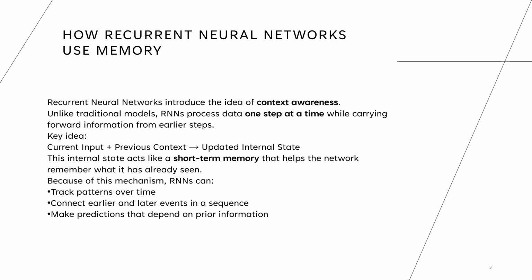This mechanism allows the model to behave as if it has a short-term memory, helping it track patterns that develop over time. Because of this ability to incorporate prior context, recurrent neural networks became an important tool for problems where earlier events influence later outcomes. In the next slide, we will look at real-world problems where this type of sequential modeling has been especially useful.